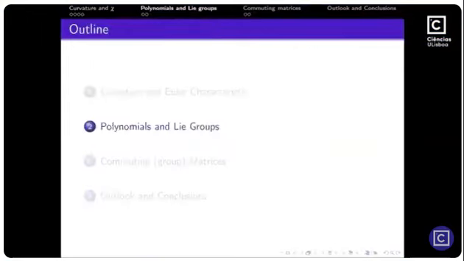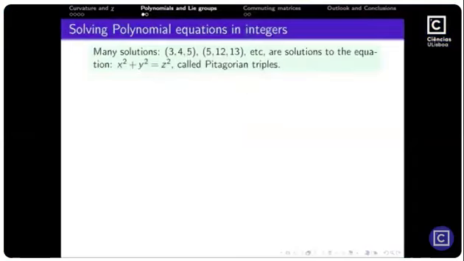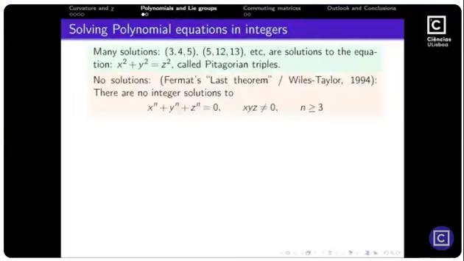Okay. So now, what about polynomials? What do polynomials have to do with this? Well, okay. Let me just say that some polynomials, like this one, x squared plus y squared equals z squared, have many, many solutions. Those are called Pythagorean triples. There are infinitely many such triples.